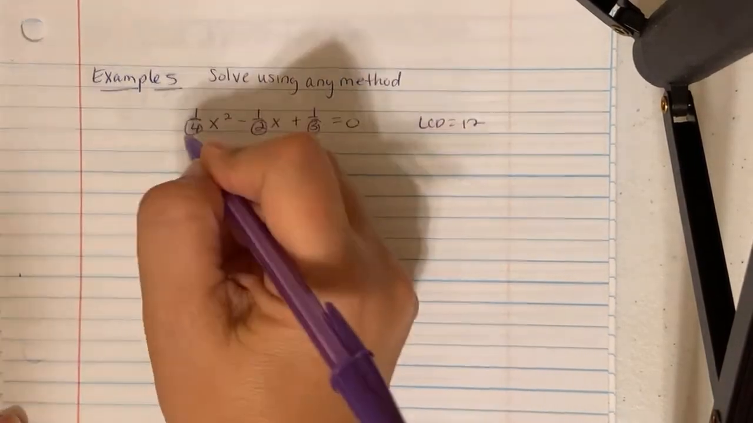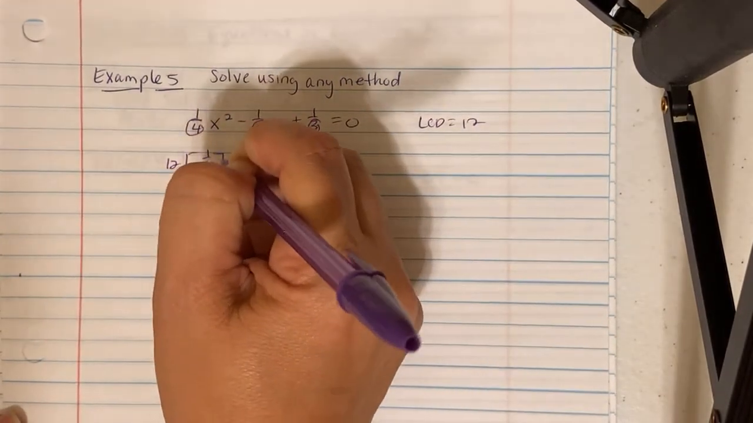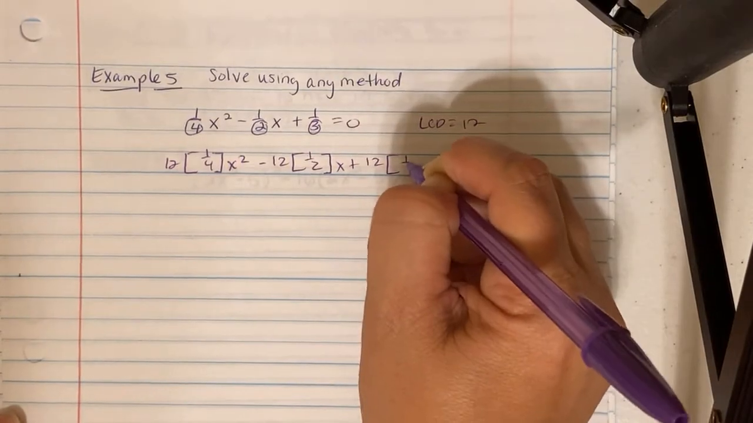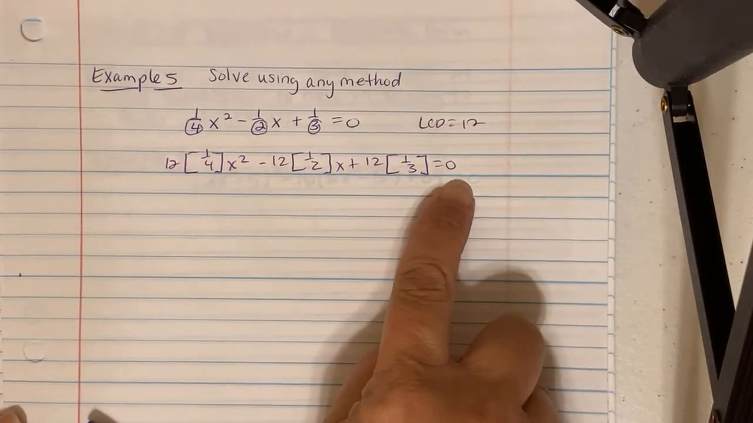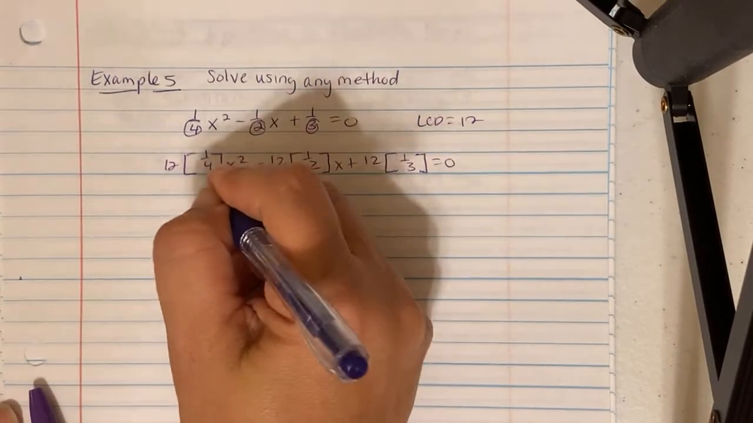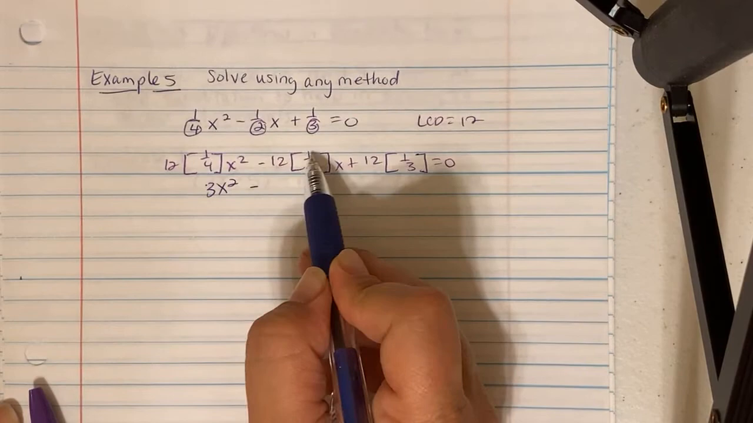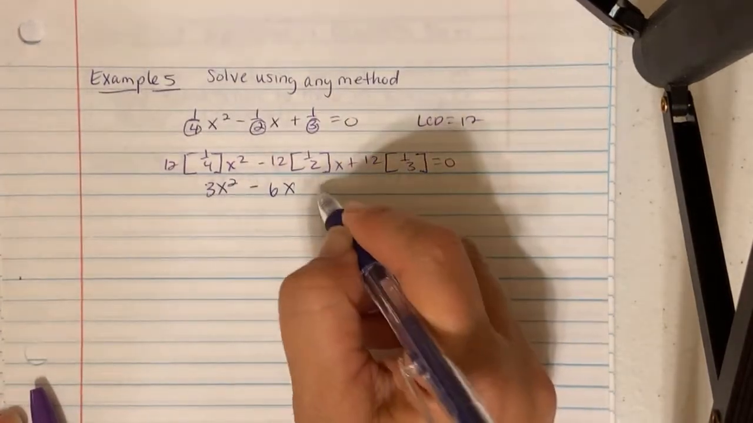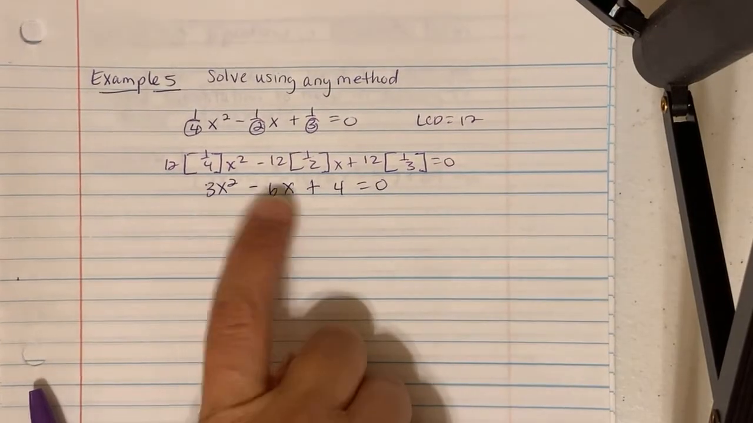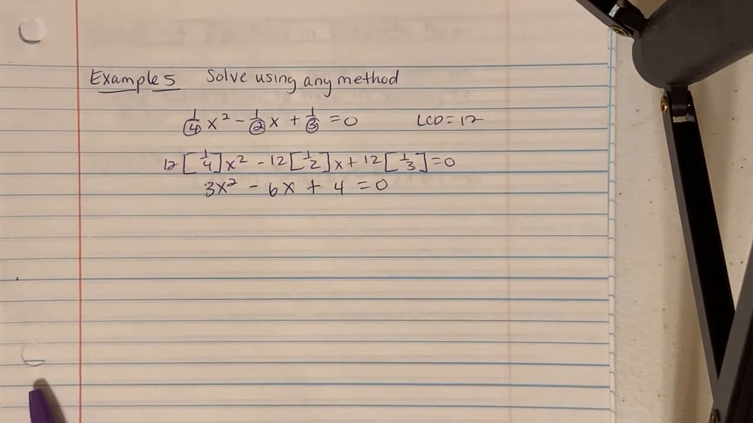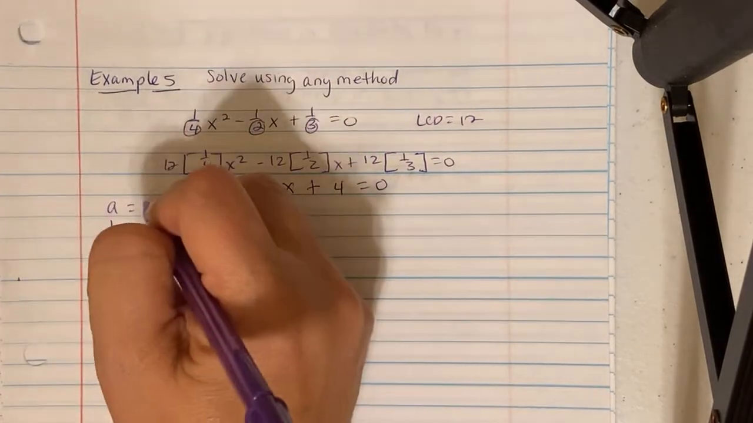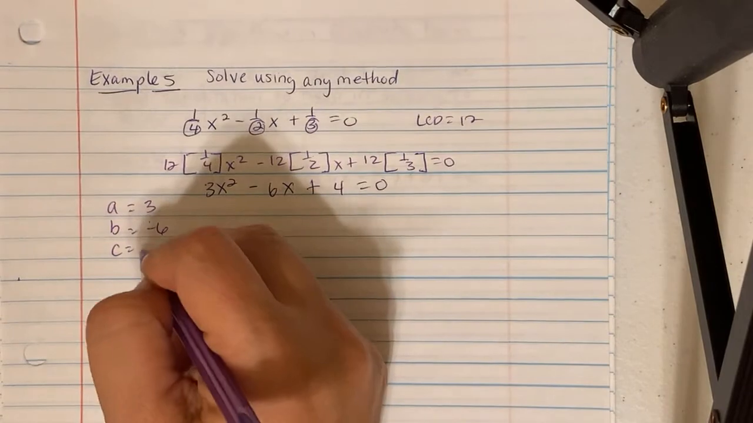In order to get rid of your fractions, multiply every single piece by 12. And I didn't bother putting the 12 on this side because 12 times 0 is still going to be 0. So 12 times 1 is 12, divided by 4 makes it 3x squared, minus 12 times 1 is 12, divided by 2 is a 6 with an x, plus 12 times 1 is 12, divided by 3 is a 4, equal to 0. Now we have our A, B, and C. So you can either use completing the square or the quadratic formula. In this case, since I can figure out what my A, B, and C is, I'm going to use the quadratic formula. So A is a 3, B is a -6, and C is a 4.